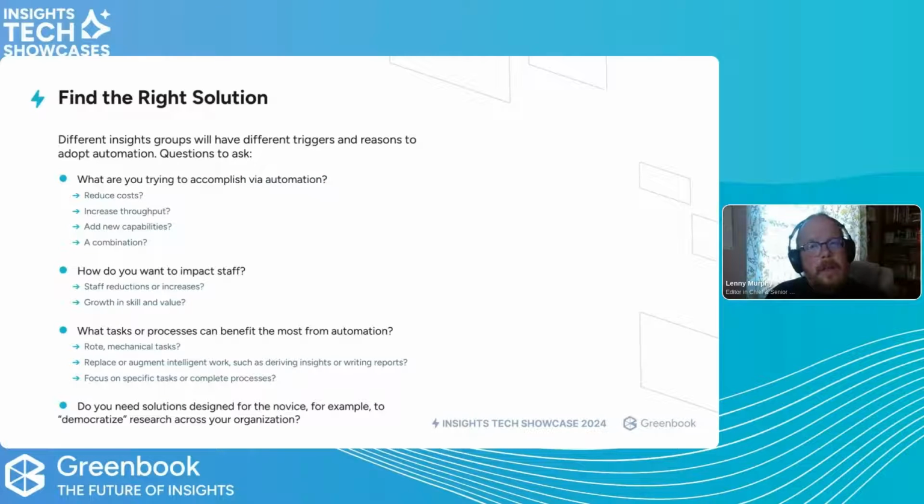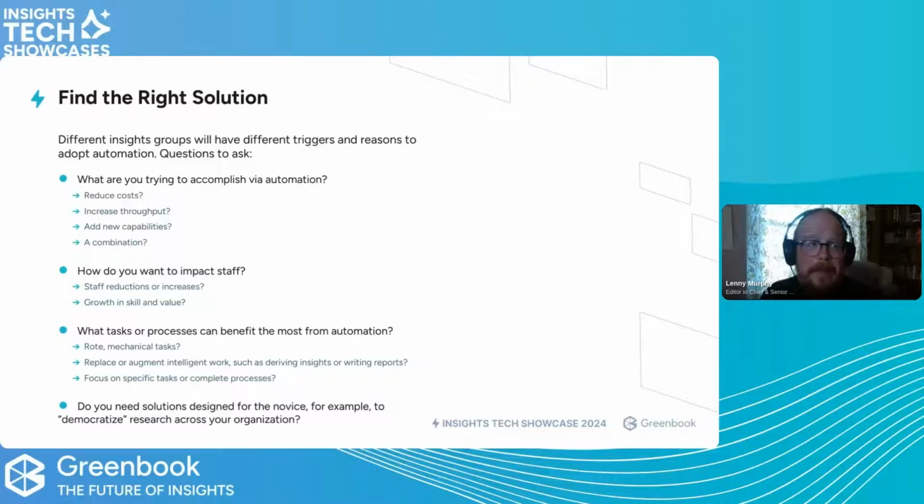Now, going through that process, how do you find the right solution? There are obviously different considerations depending upon your organization. We think of it as, what are you trying to accomplish? Is it to reduce costs? Is it to increase throughput? Is it to add new capabilities? Or some combination of factors? And you're going to have to weigh that out and look at what that means for your organization.